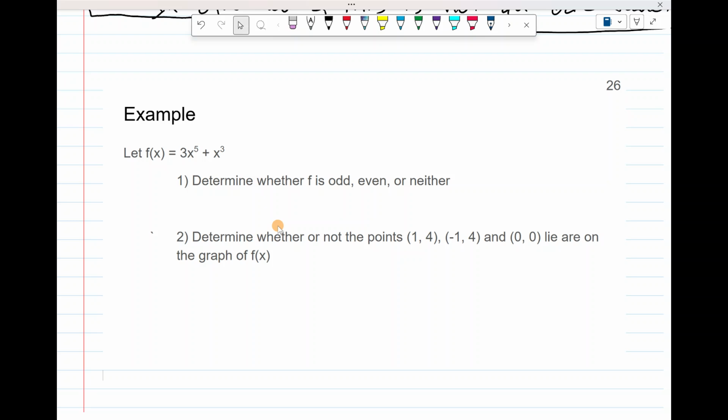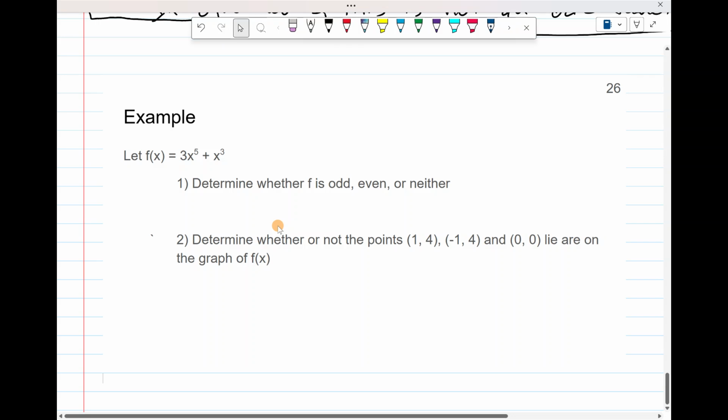At the end of the video, however, we are going to graph this equation to check our work and see if we did everything correctly. All right, let's start with number one.